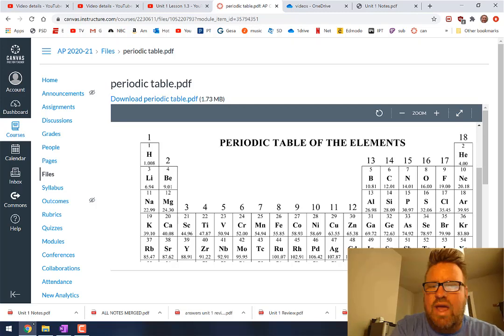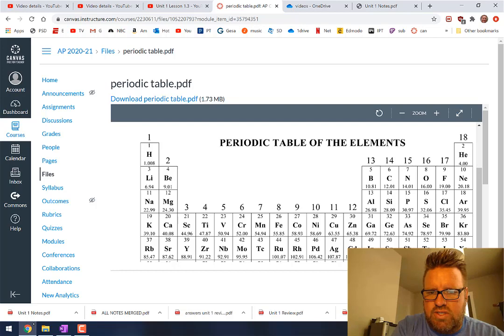Helium would be 1s2. And then lithium would be 1s2, because we have to fill this one first according to the Aufbau principle, and then 2s1. Beryllium would be 1s2, 2s2. Boron would be 1s2. Again, always start at the beginning.